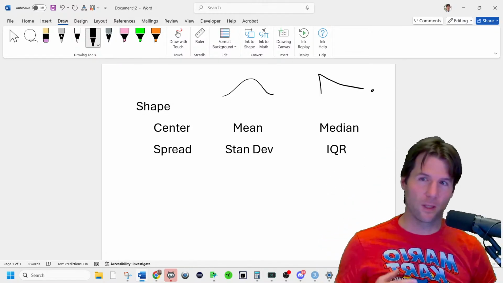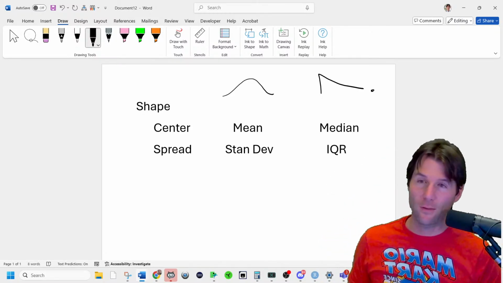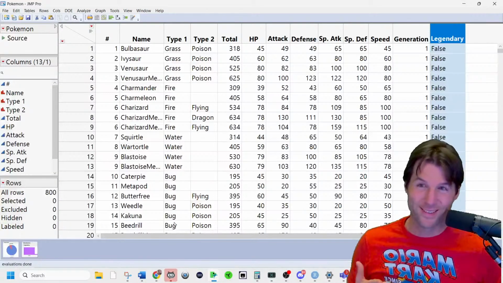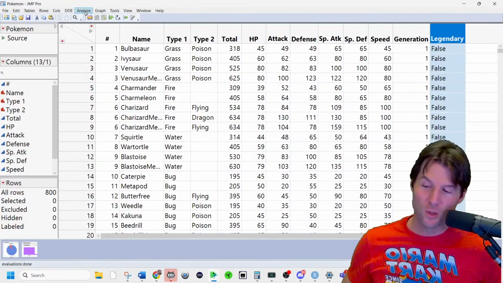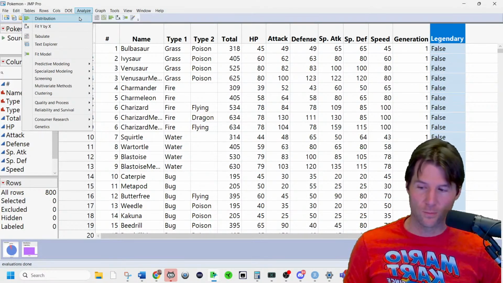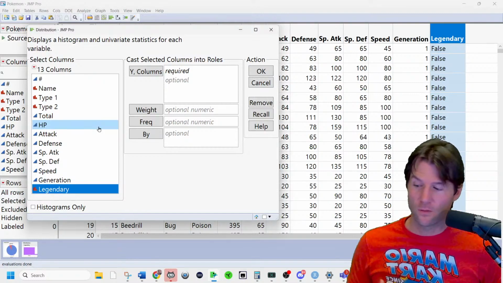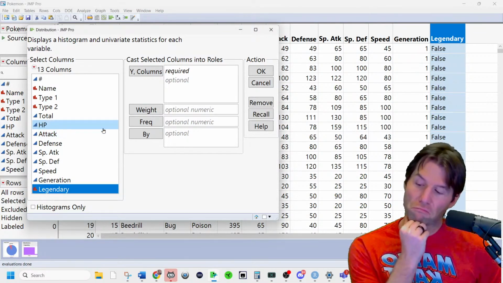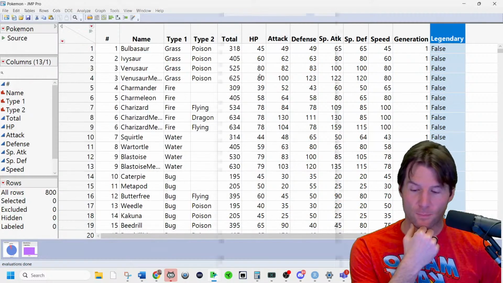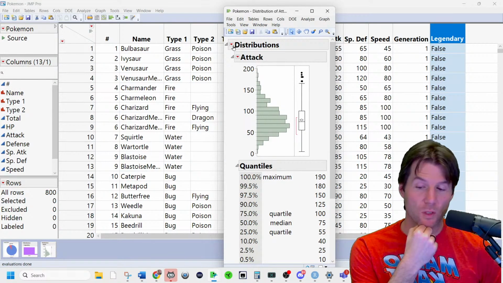We'll start by talking about the mean. So the mean is the average of all the data. Let's go to our Pokemon data and think about what this means. We'll go to Analyze Distribution. We're going to double click a quantitative variable of interest, like the attack power of the Pokemon. Now we'll click OK. This looks mostly normal.